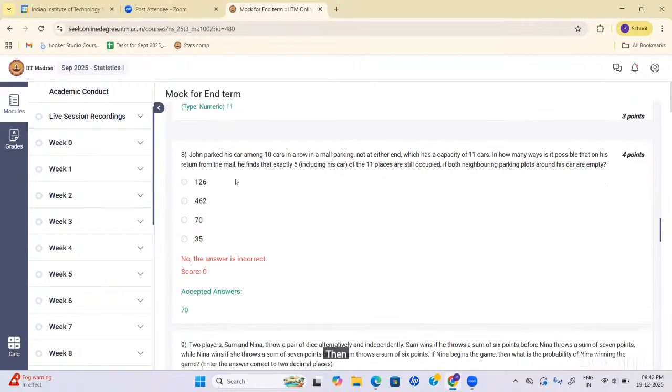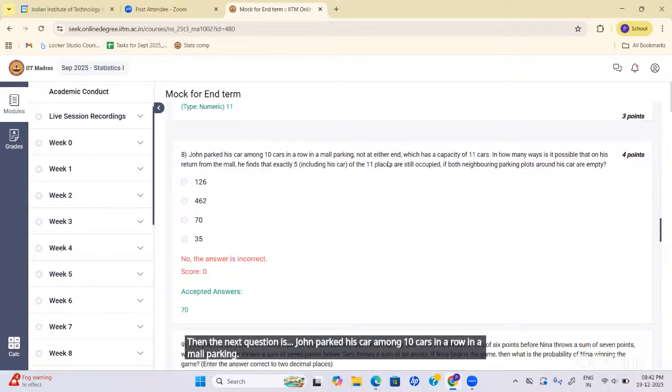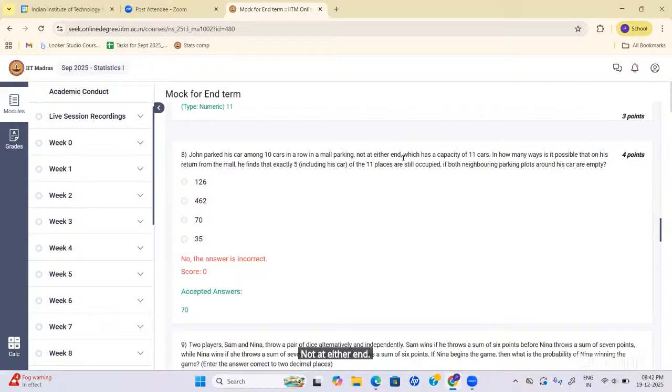Then the next question is, John parked his car among 10 cars in a row in a mall parking, not at either end, which has a capacity of 11 cars. In how many ways is it possible that on his return from the mall, he finds that exactly 5 of the 11 places are still occupied, and this 5 includes his car also, if both the neighboring parking slots around his car are empty.